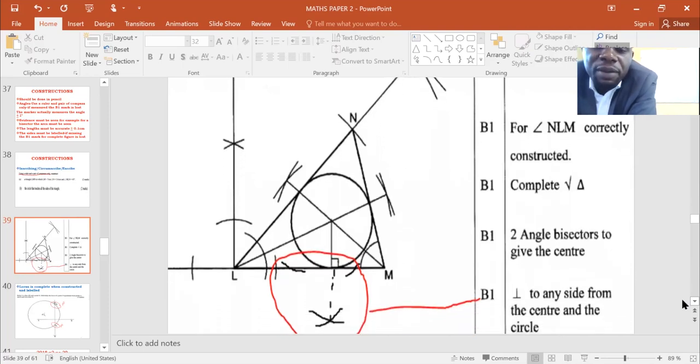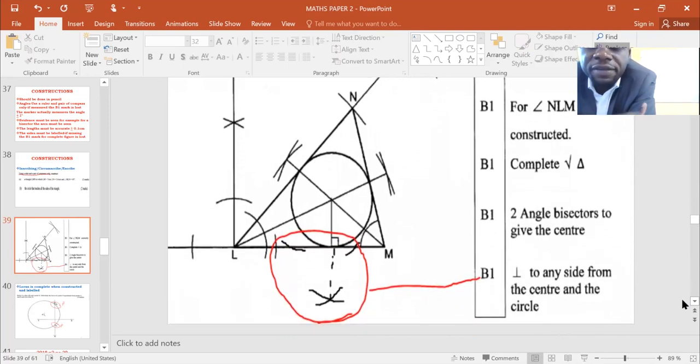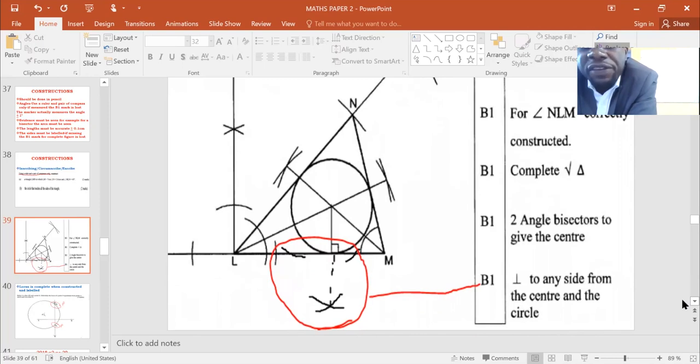Now, when you're inscribing, because you are told to draw a circle that touches all the sides, we are supposed to bisect any 2 angles. They have to be clear. You can see the bisector of angle NLM and bisector of angle NML. Visible. If that is done, you are awarded the next 1 mark.